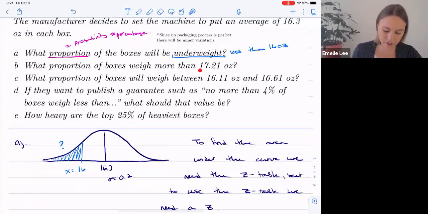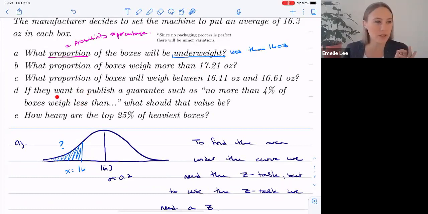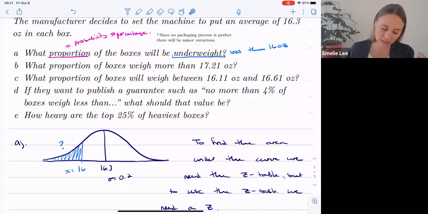What proportion of boxes weigh more than 17.21 ounces? So this one I am going to move a little bit quicker because time is at my heels. I know it doesn't feel like it, but we've got a lot of work to do. And I do want to focus on D and E because they're going to be the most foreign. Okay, but let's do B.